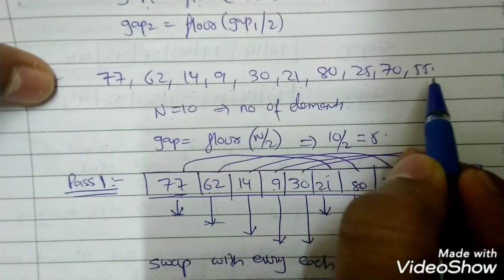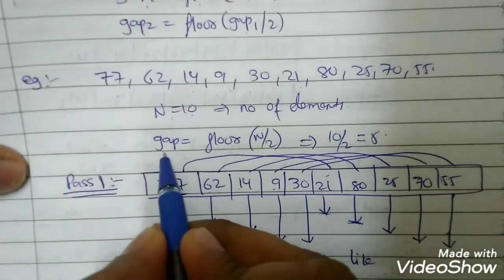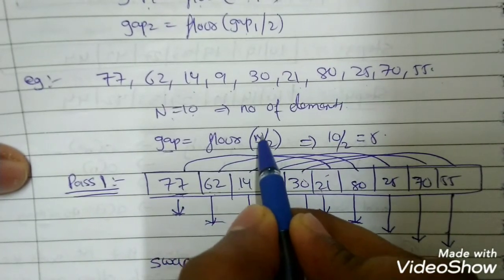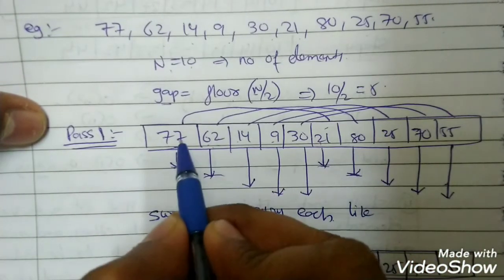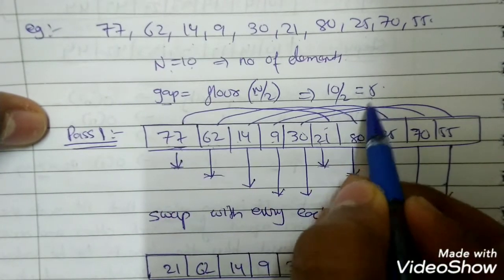Okay. First of all, we have to find n. What is n? n is nothing but the number of elements. How many elements? There are 10 elements, so n is equal to 10. First, we have to find the gap. Gap is equal to floor of n by 2. n means 10. 10 by 2 is 5.